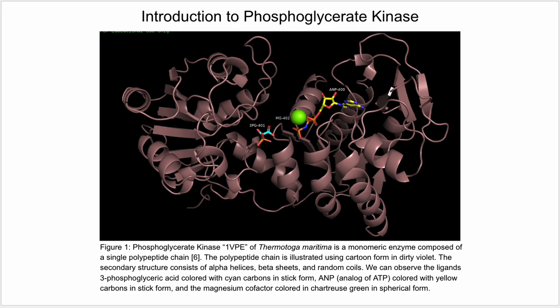ANP is a non-hydrolyzable ATP analog that may have been used instead of ATP by the researchers to prevent hydrolysis, so that the interactions between the enzyme and the non-hydrolyzed ATP analog can be investigated in detail. Here we see 3-PG colored in cyan carbons, magnesium ion colored in chartreuse green, and ANP colored in yellow carbons.